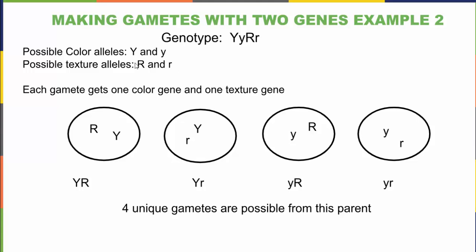Whenever you're looking at 2 genes, always make sure that each sperm or each egg, each of your gametes, gets 1 copy of each gene.